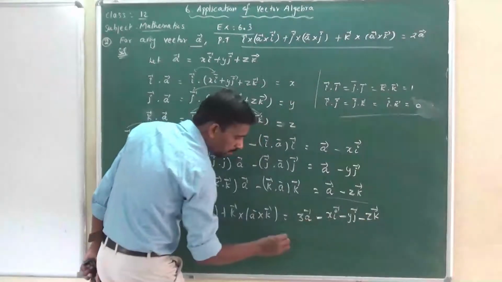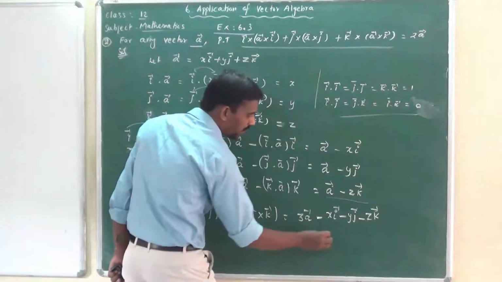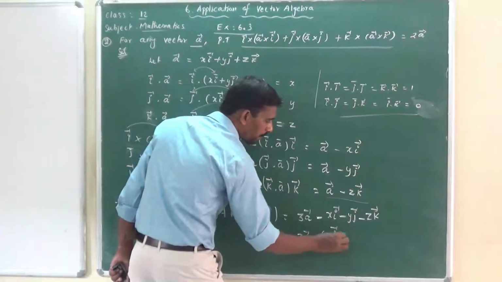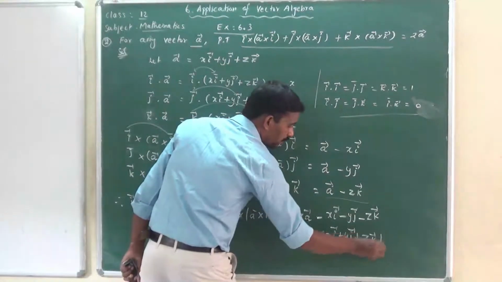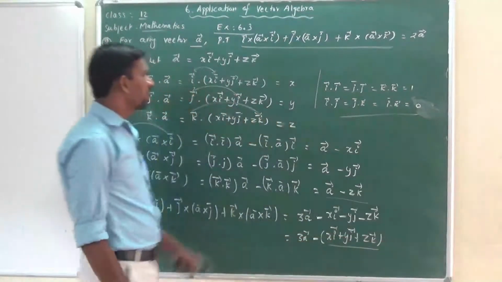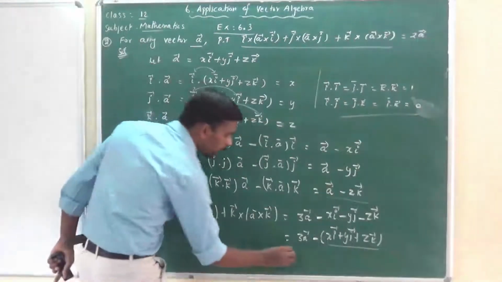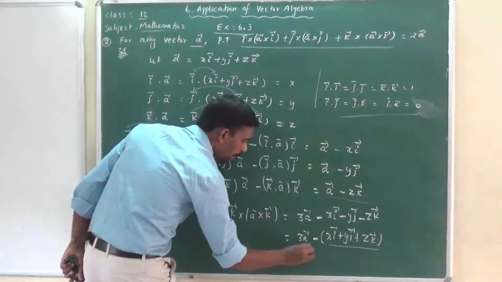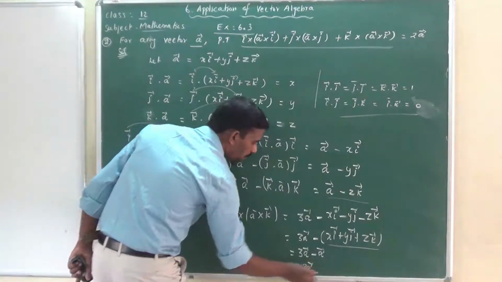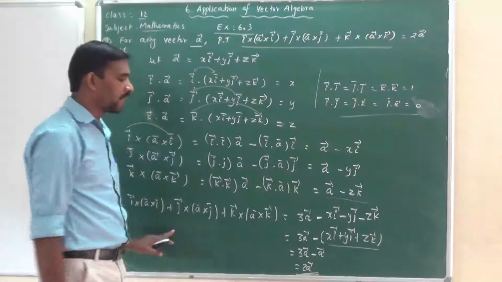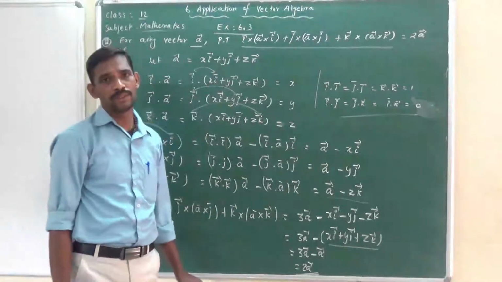Take minus 1 as the common factor. Take out the minus sign, we get xi vector plus yj vector plus zk vector. This xi vector plus yj vector plus zk vector is nothing but what? a vector. So 3a vector minus a vector, which is equal to 2a vector. Hence we are taking LHS, we are proving RHS. Hence it is equal to 2a vector.